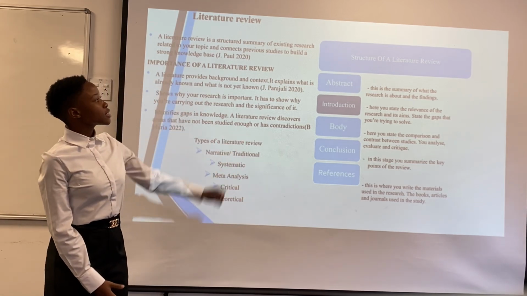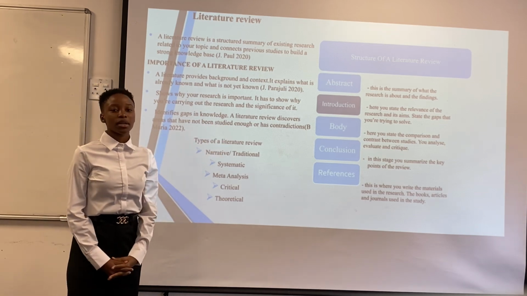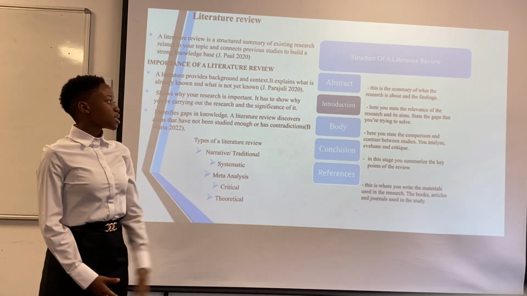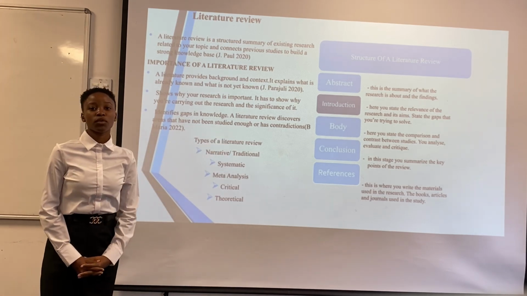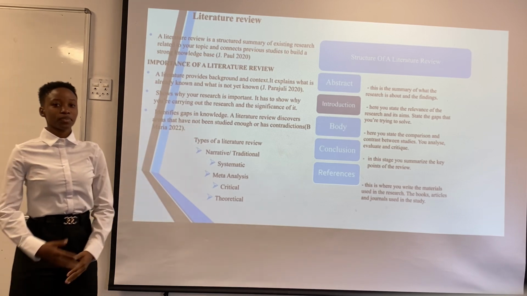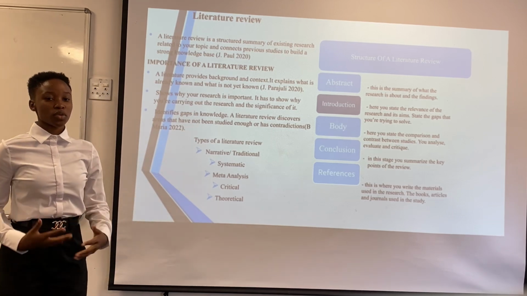Moving on, structure of a literature review. We have the abstract. This is the summary of your research and the findings. We have the introduction. Here you state the importance of your research, the relevance of your research, and its aims. You state the gaps and how you are trying to solve those gaps.